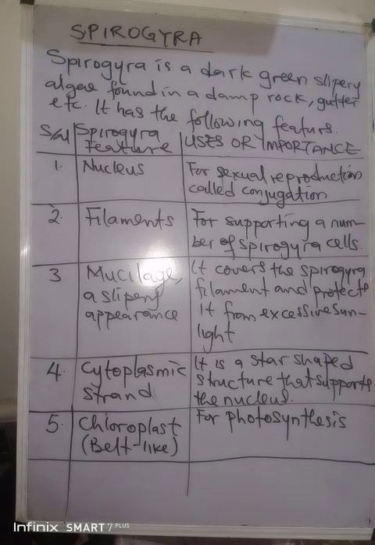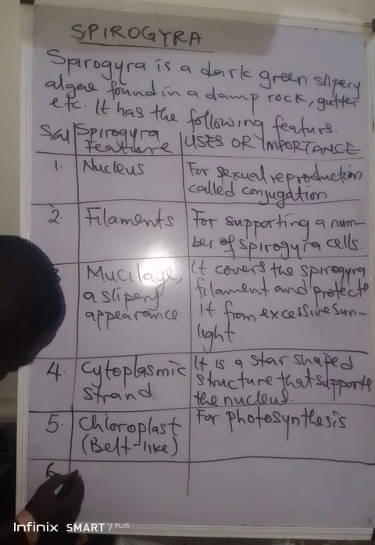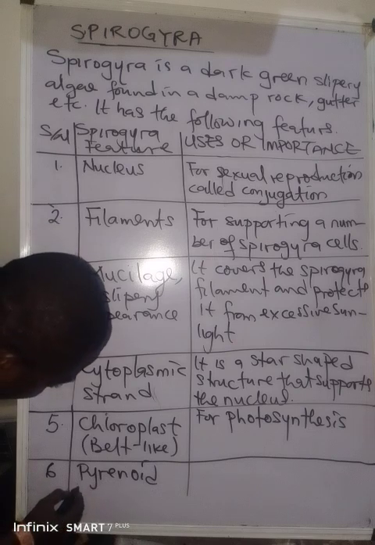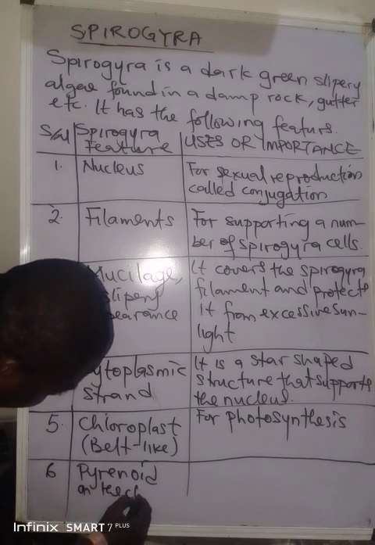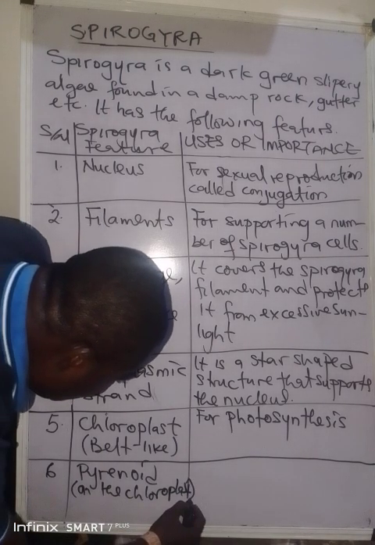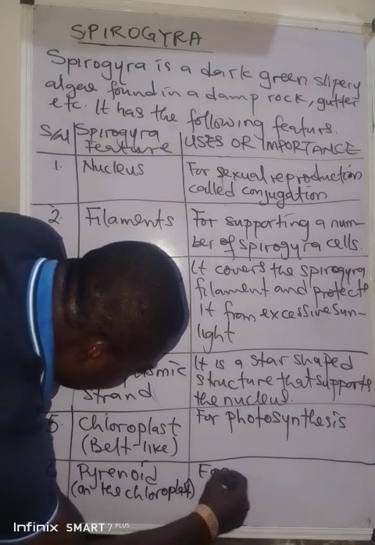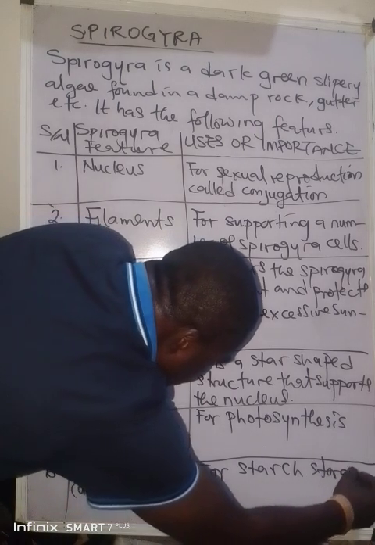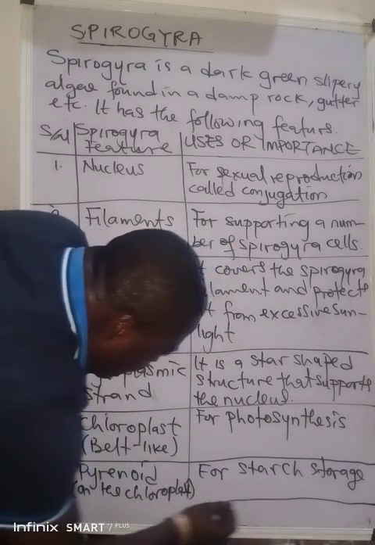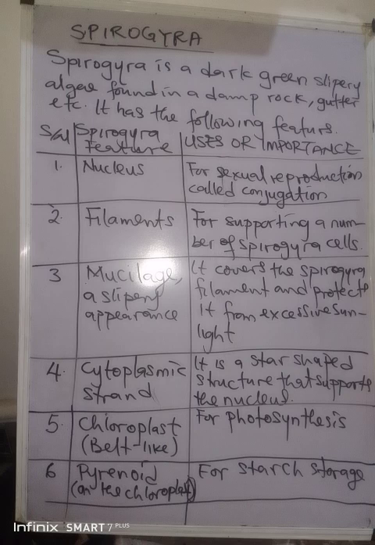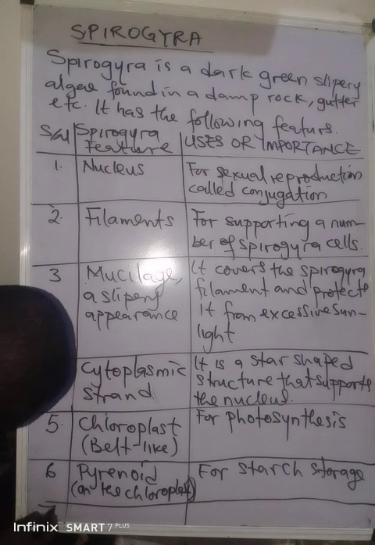That is photosynthesis. So another thing we are going to talk about here, that's pyrenoid. Pyrenoid is located on the chloroplast. That's where you can find the pyrenoid. What is it for? It is used for starch storage. You know, when photosynthesis takes place, the Spirogyra filament will make what? Simple sugar, which will later be converted to starch. So that starch is now stored in the what? In the pyrenoid.